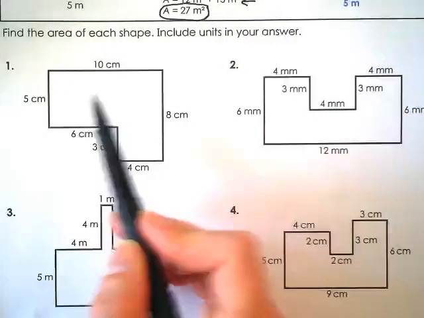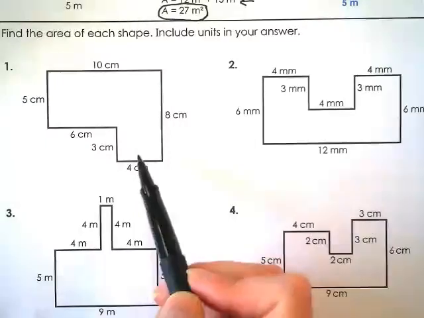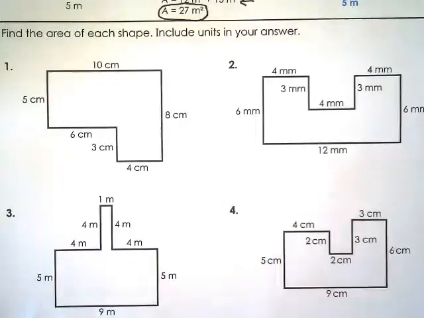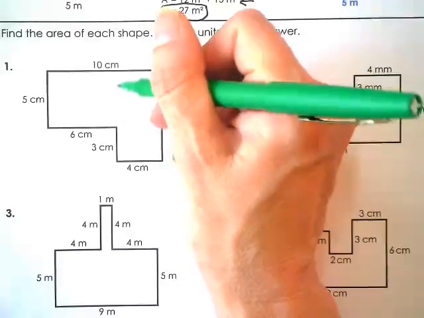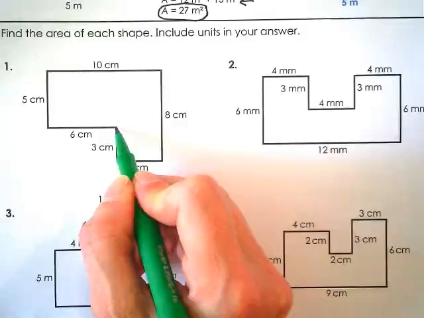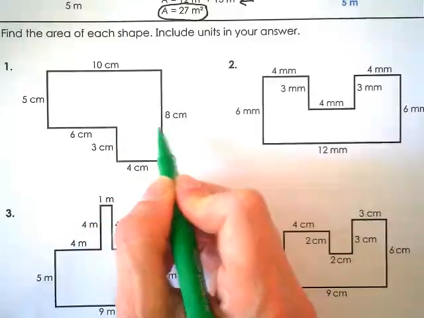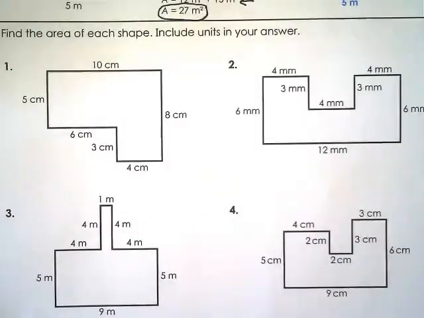So let's look at this first shape right here. How could I divide that up? There are actually 2 ways that I could divide it. I could divide it this way going up and make 2 rectangles, or I could divide it this way and make 2 rectangles. So there's more than one way of doing this.